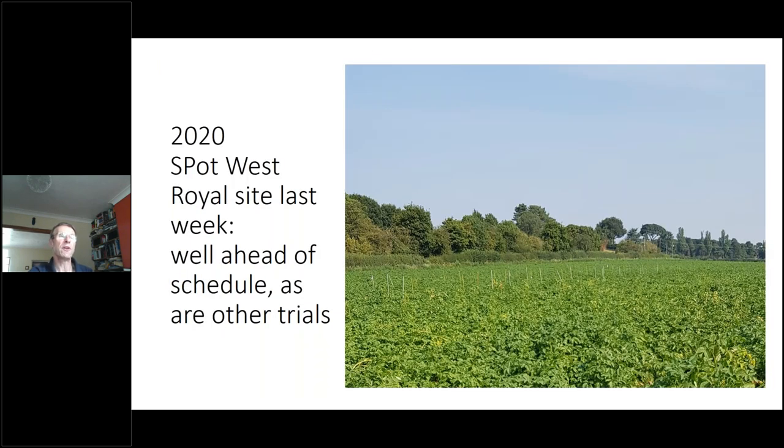Okay, so where we were, this is the very beginning of last week. This is the royal crop in near Harper Adams, the spot west site. You can see the vigour of the canopy there, but that's only effectively, looking at my watch, it's the 19th today. That's effectively around about the 11th of August, about 3 weeks ahead of where we would be expecting to desiccate this crop at the very end of August.